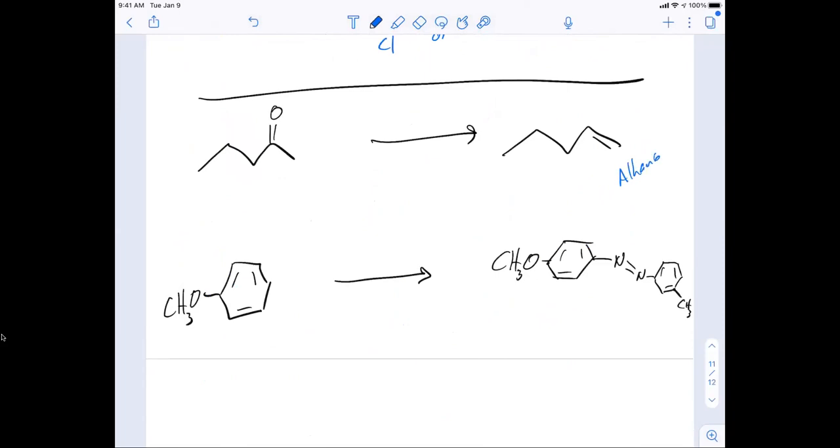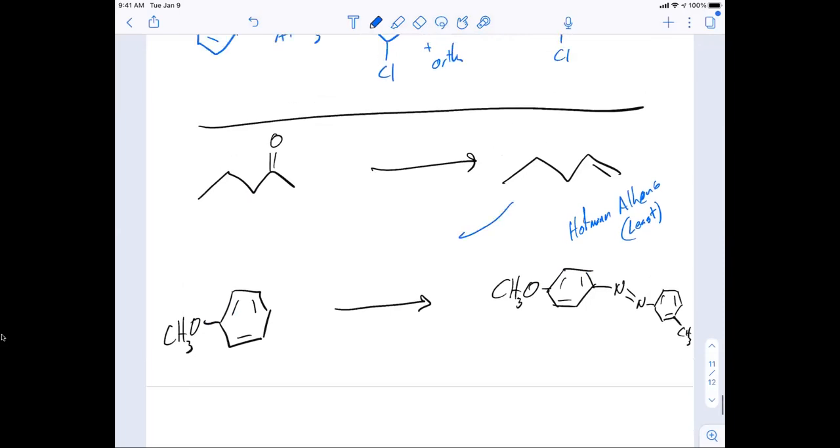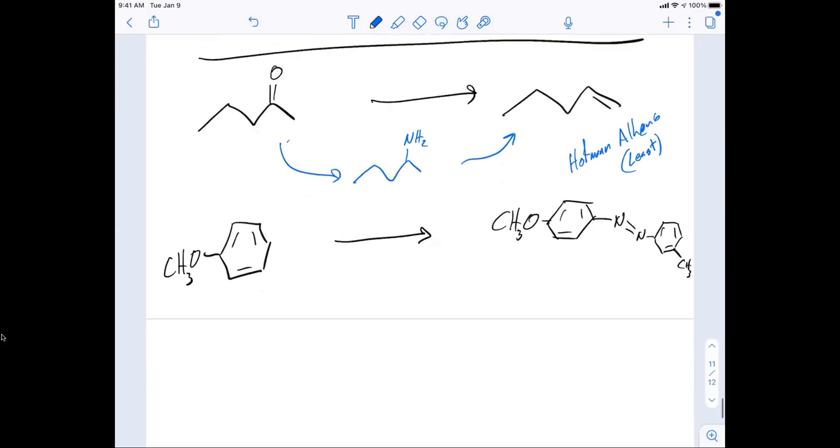right? But what type of alkene? Is it the most substituted or least substituted? This is a least substituted, right? So that suggests that this is a Hofmann alkene. So if it's a Hofmann alkene, what's probably the way we need to get there? Through the Hofmann elimination, right? Which means at some point, I'm probably going to have something like this so that I can end up with a Hofmann elimination.